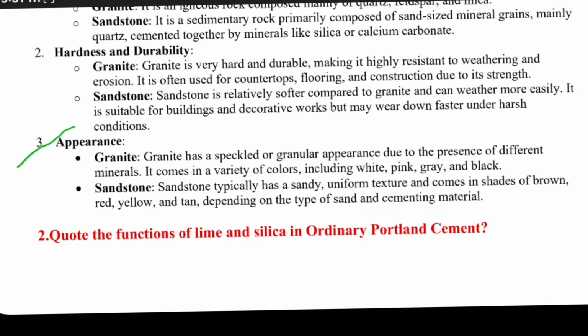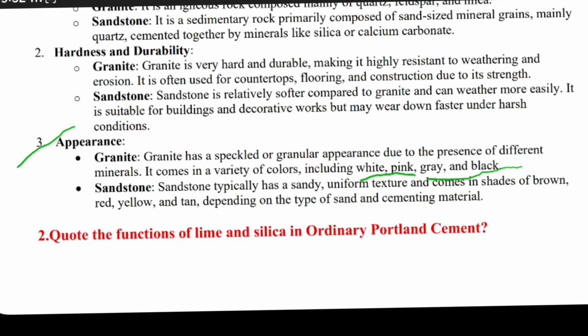And the next property, coming to appearance. Granite has a granular appearance because it has different minerals and different colors available in the market. We have white, pink, gray and black color granite which we are using.